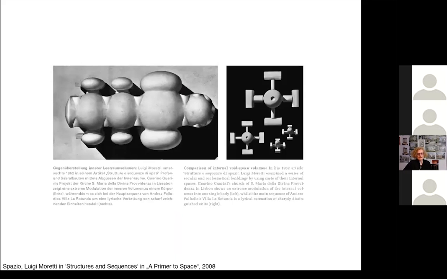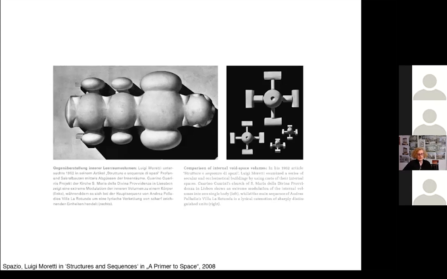In his essay, Strutture e Sequenza dello Spazio, Luigi Moretti tries to analyze and visualize the qualities of space by using casts of internal spaces, as we called it, the hollow space or the negative space. He's convinced that the void, this negative space, is like a matrix of the real. The negative space itself has a concrete presence, which makes it capable to narrate itself, but at the same time to be a mirror value of the material aspects.